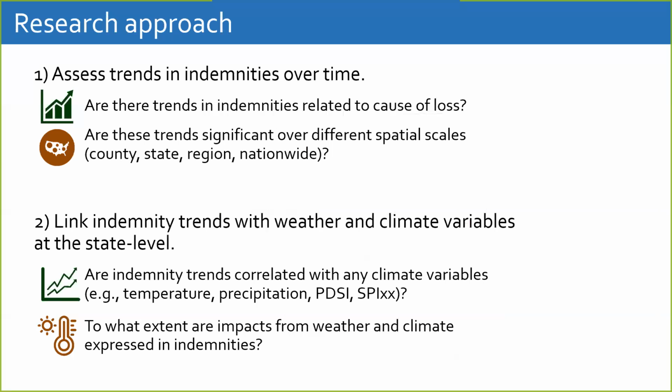Our second objective embeds 2 specific research objectives here. First, we want to assess the trends in indemnities over time by state, cause of loss, and commodity. And our second objective links any increasing or decreasing trends with weather and climate variables. And we essentially want to assess the extent to which short-term weather events and long-term impacts are expressed in indemnities. For this presentation, I'm actually going to focus on results for the Southwest. So this is part of our second objective, which is more researchy.